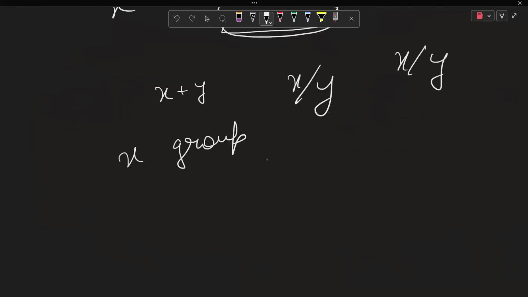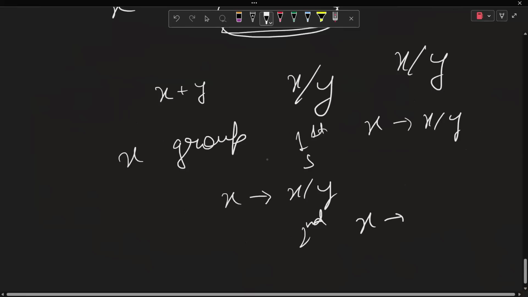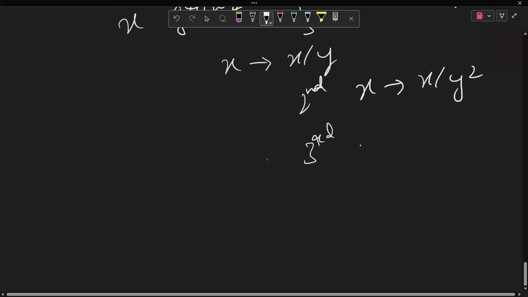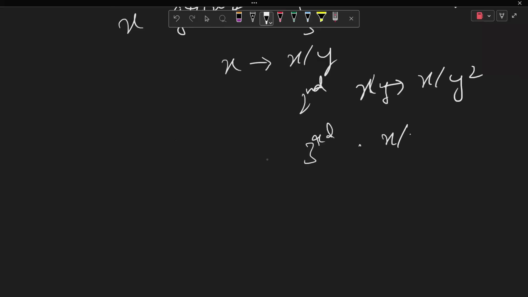Now in each step, we are making x to x by y. So in each step we are going from group number x to group number x by y after the first step. After the second step, we would go from x by y to x by y again, so it's x by y square. After the third step, we would move to x by y cube.